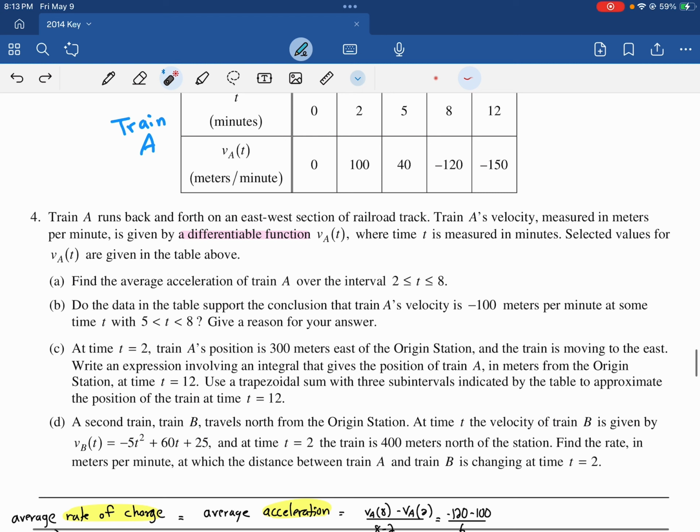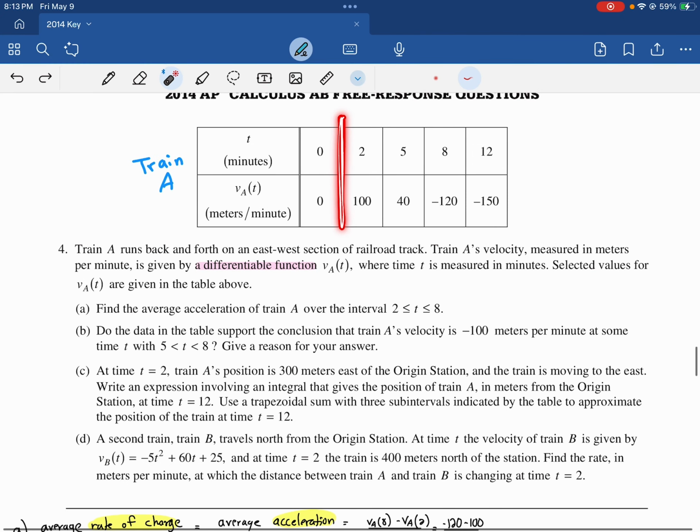Train A runs back and forth on an east-west section of a railroad track. Train A's velocity, measured in meters per minute, is given by a differentiable function, v sub A of t, where t is measured in minutes. Selected values for v sub A of t are given in the table above. Find the average acceleration of train A from 2 to 8. So I'm really just looking here from 2 to 8.